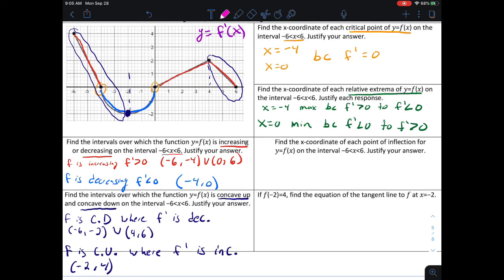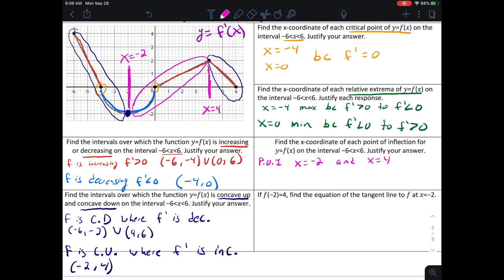Now we're going to look for our points of inflection. We're looking at where our first derivative graph changes from negative to positive slope, and we have a point of inflection at x is equal to -2 and at x is equal to 4, because my slopes change signs for my first derivative. So we have a point of inflection at x is equal to -2 and x is equal to 4.